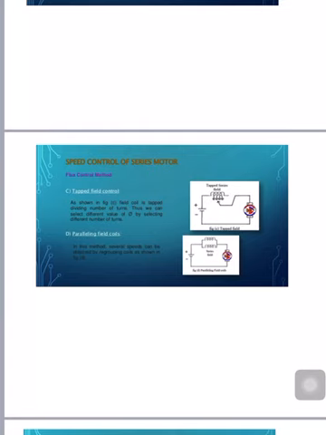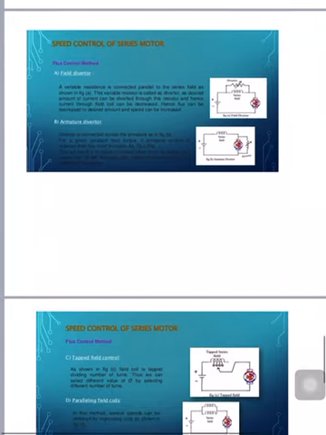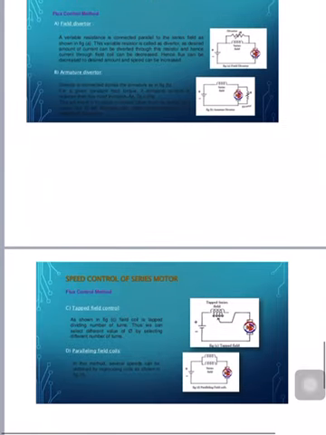And the next one, paralleling field coil method. In this method, several speeds can be obtained by regrouping coils. We are regrouping the coils as shown in the figure. So this is about speed control of series motor, that is by using flux control method: field diverter, armature diverter, tapped field control, and paralleling field control.